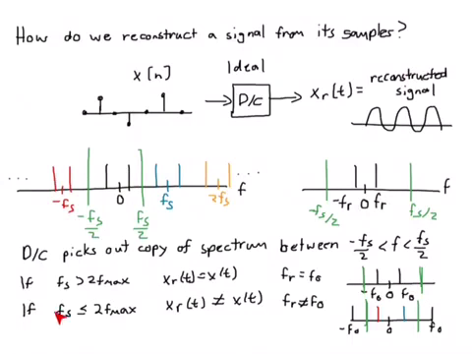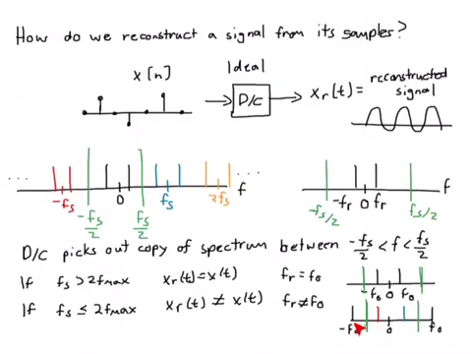If, however, we haven't sampled fast enough, xr of t is not guaranteed to be equal to x of t, meaning fr is not going to be equal to f0, and I've illustrated what's going to happen here. If we haven't sampled fast enough, we've probably moved fs closer to the origin. And what's happened is now this copy, say this piece, has moved inside the green line, and the black line has moved outside the green line. So you're not getting the original thing.